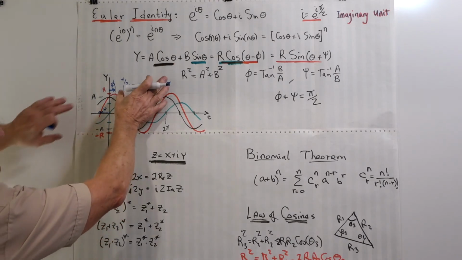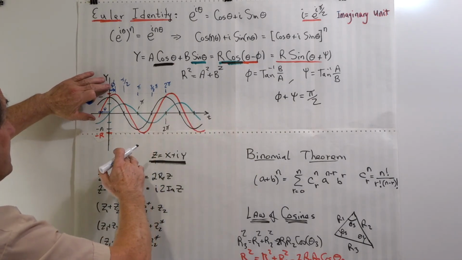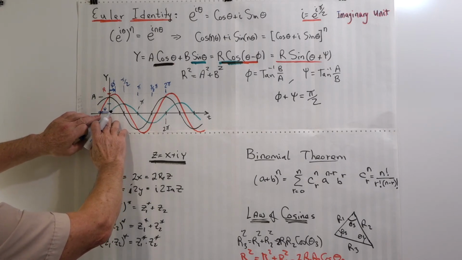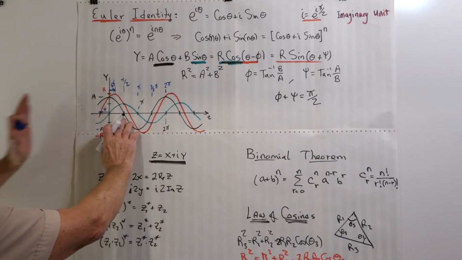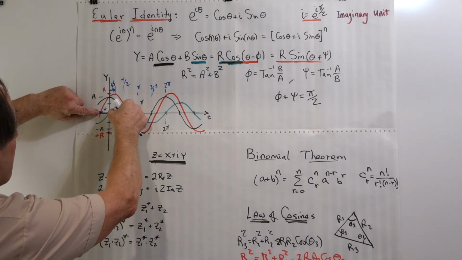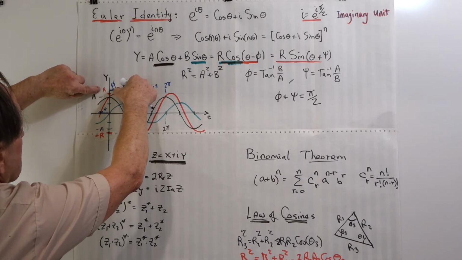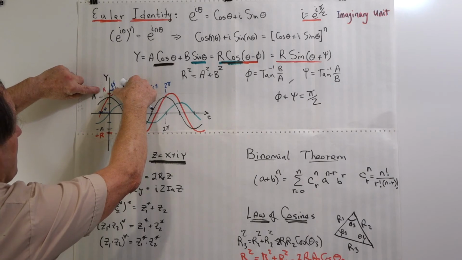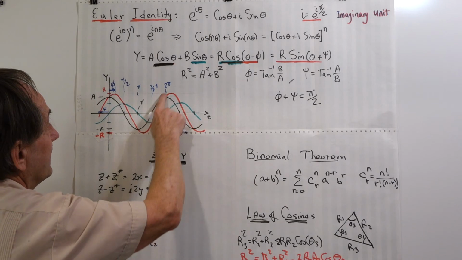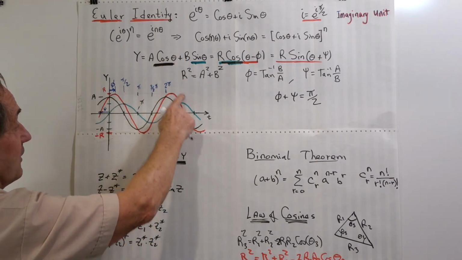So when you want to represent it as a cosine curve, you shift it forward a bit by a phase shift of phi, and if you want to represent it as a sine curve, you shift it to the left by the amount of psi. And psi plus phi, this distance here, is pi over 2. So this is the combined curve. It has a little larger amplitude than either the sine or the cosine, but it also has the same period.